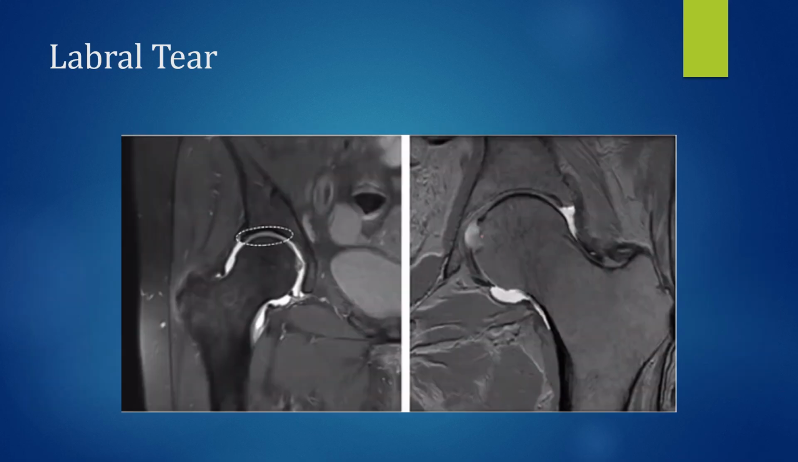Make sure to look at the cartilage of the hip joint, which is circled in the T2 MRI on the left. Notice how the cartilage appears bright on the T2 image on the left, whereas the cartilage appears dark on the T1 image on the right. Both of these images demonstrate normal hip cartilage.